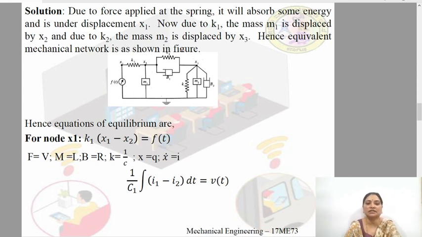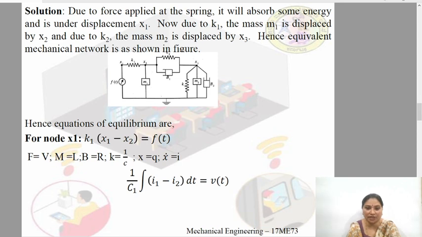We can write the analogous network for the above system as: due to the applied force at the spring, it will absorb some energy. Since the spring is at the bottom, the force is applied to the spring, so the spring absorbs certain energy, so therefore it is under the displacement x1. Now due to k1, the mass m1 is displaced by x2, and due to k2, the mass m2 is displaced by x3. Hence the equivalent mechanical network will be written as shown in this figure. So we can see the equivalent figure here.